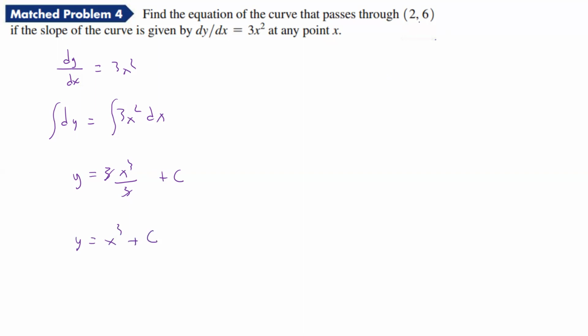Now, it says it wants it through this point. So that means we're going to evaluate this for 2 comma 6. We're going to plug in 2 for x and 6 for y. That means we're going to find out what c is. So if y is 6 and 2 is what x is, well, 2 cubed is what? That's 8. So if we subtract 8, 6 minus 8 is equal to negative 2, so c is negative 2. And so then our y is equal to x cubed minus 2. And that's what they're really looking for here.